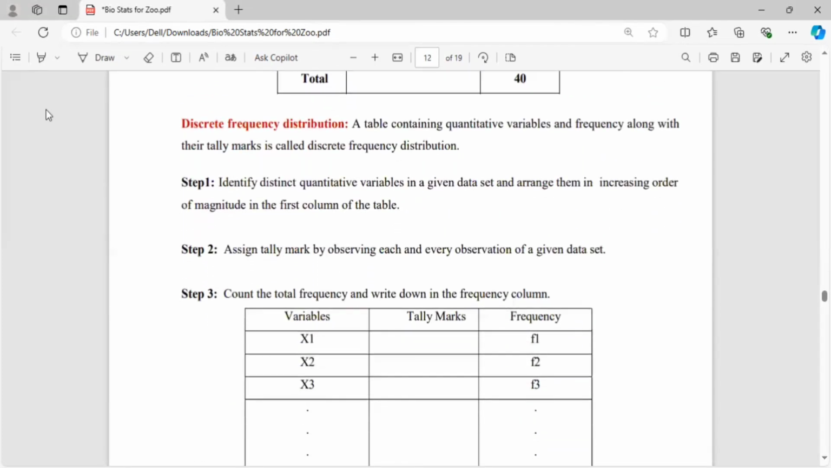Then we have the second type of frequency distribution, that is the discrete frequency distribution. It means a table containing quantitative variables and frequencies along with their tally marks. So here also we have three steps. These steps are already discussed in our regular classes, and we solved one example also in our regular classes.